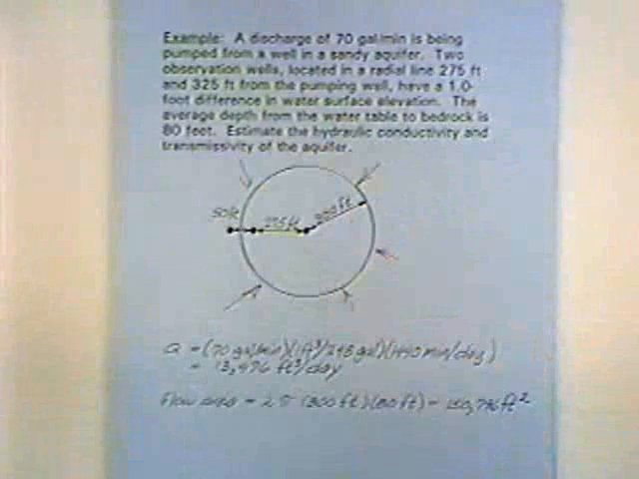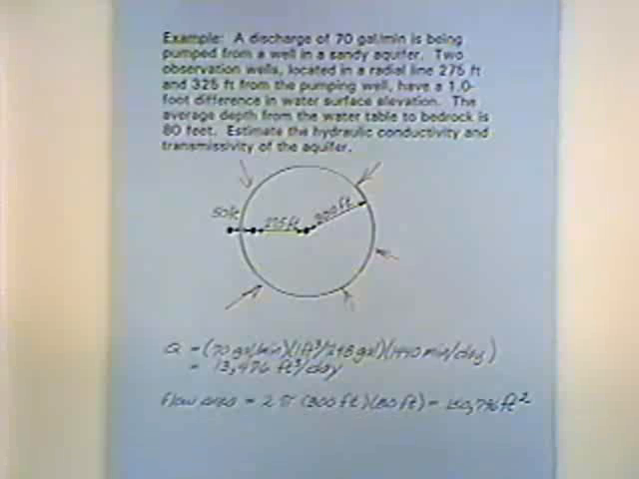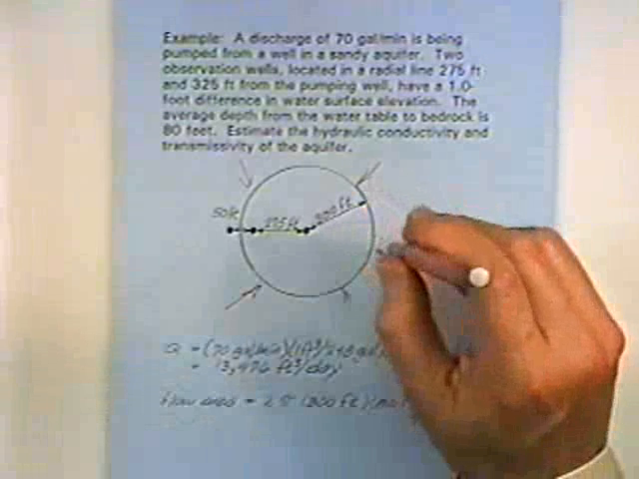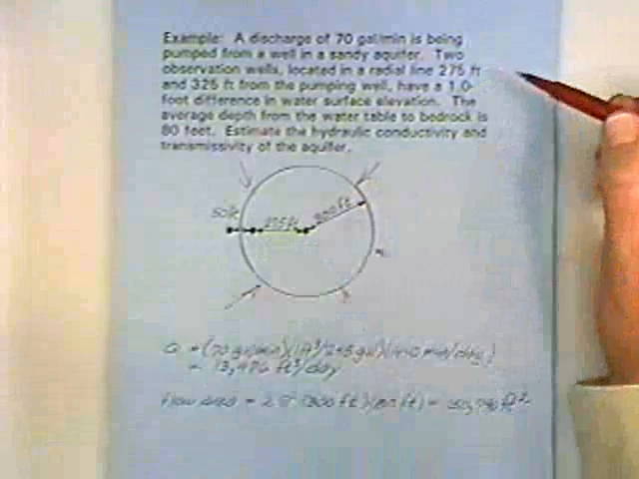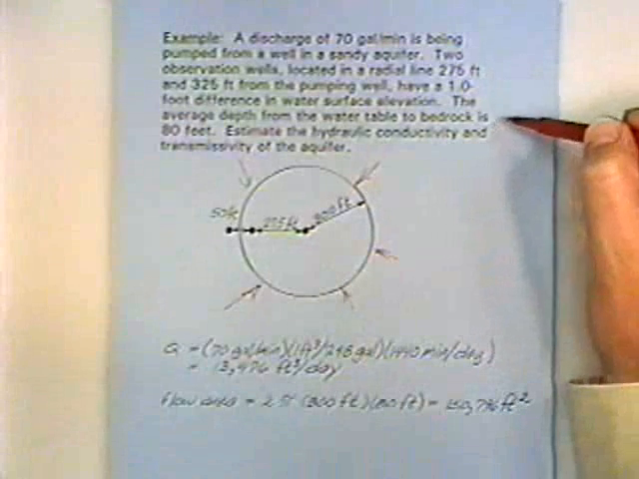And then we need the area through which the water's flowing. This is a plan view. We're looking at this from an airplane looking down, and the depth of the aquifer is given as 80 feet.